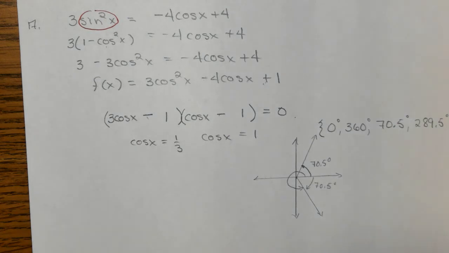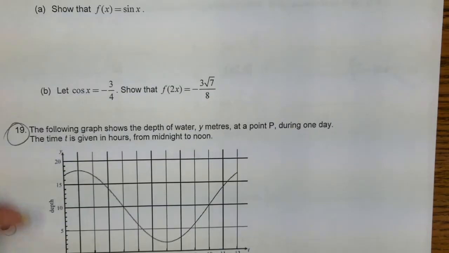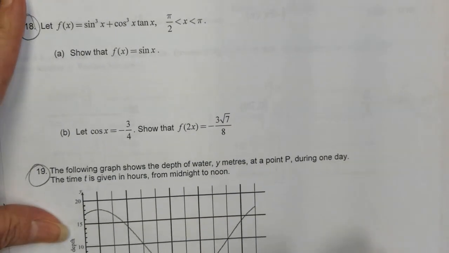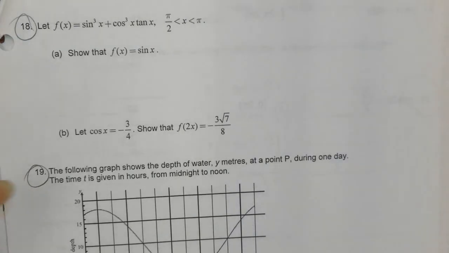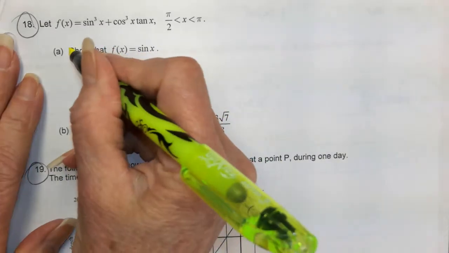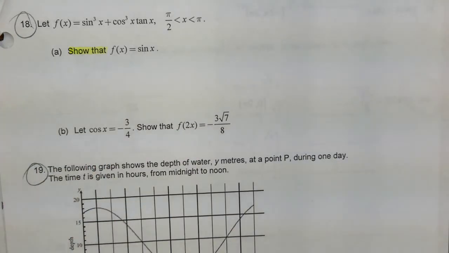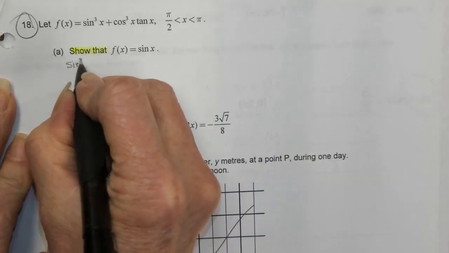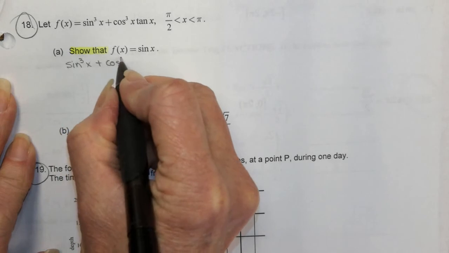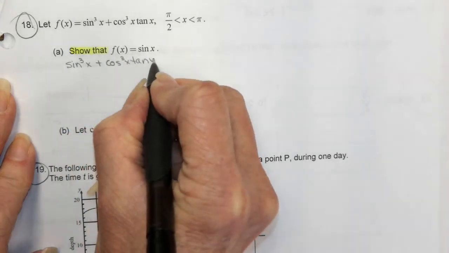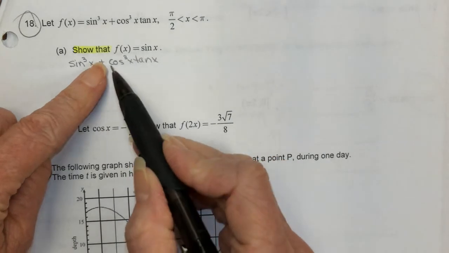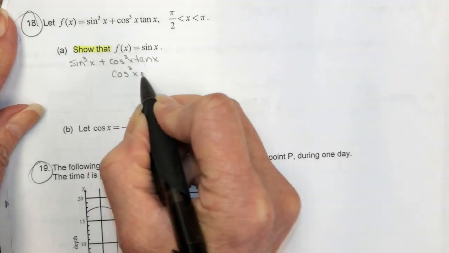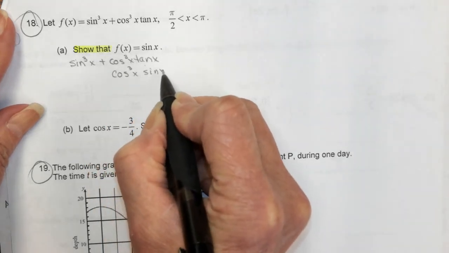Okay. Moving right along to number 18. We are asked to show that, which means that is an informal proof. So you need to show all the steps. Show that f of x is equal to sine x. Well, f of x is sine cubed x plus cosine cubed x times tan x. Well, the only thing I can do right now is multiply these two together. So before I can do that, I have to change my tangent x into sine x over cosine x.